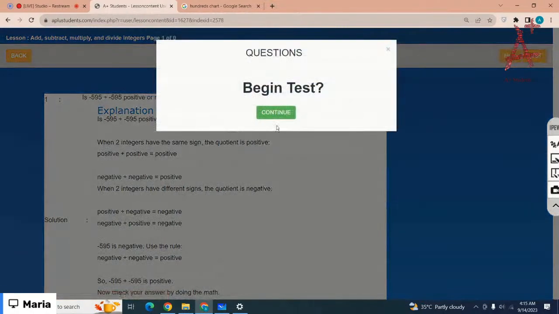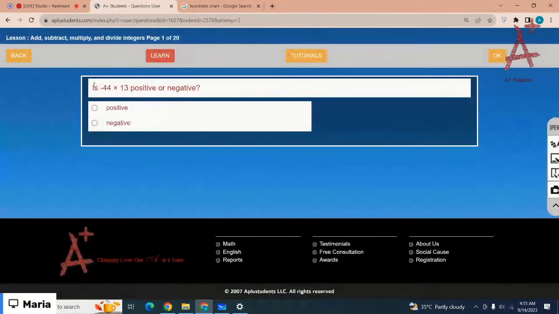Let's just start with the test questions. Okay, is negative 44 times 13 positive or negative? So you are multiplying a positive and a negative number, right? We just went over the rules for the multiplication of integers. So when you are multiplying a positive and a negative number, the answer must have a negative sign, so that would be negative.